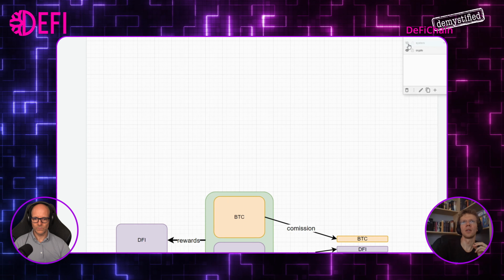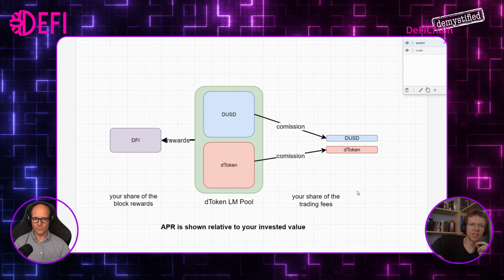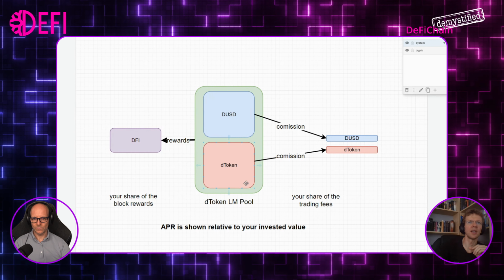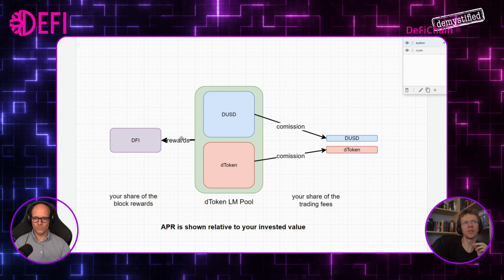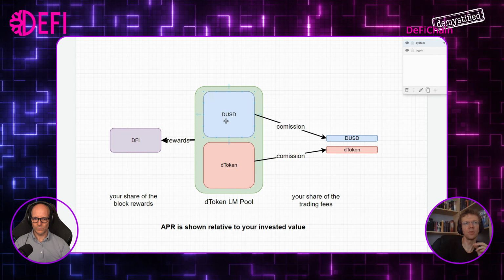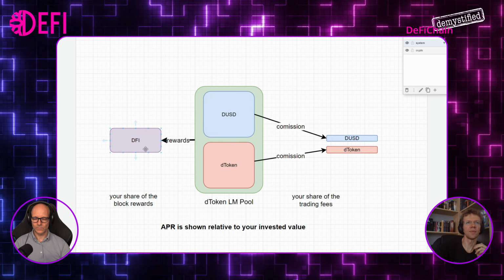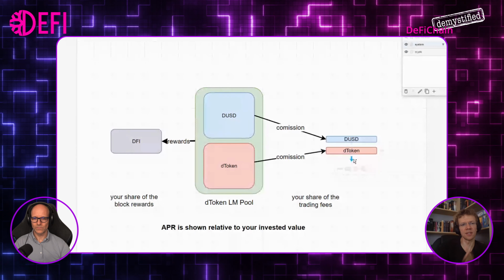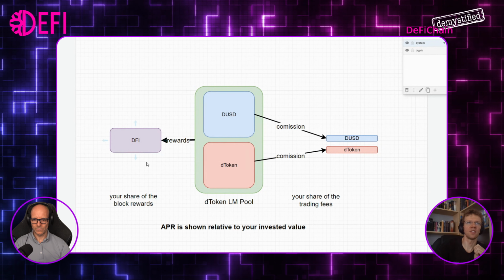Different topic if we go to the dTokens. Because in the dTokens, we have the same idea: we have a pool, we have liquidity mining, we have rewards. But now you see we have DUSD in the pool, we have the dToken in the pool, but we have rewards still in DFI. We have the commission in DUSD and dToken, because that's from the swap, that's the asset we had. But the rewards are in DFI.